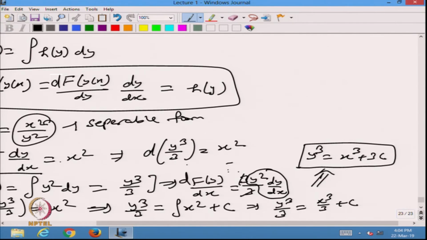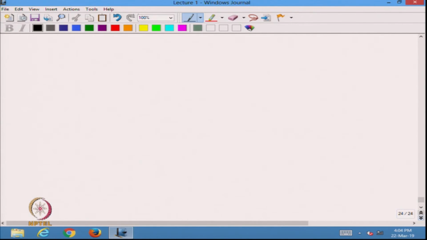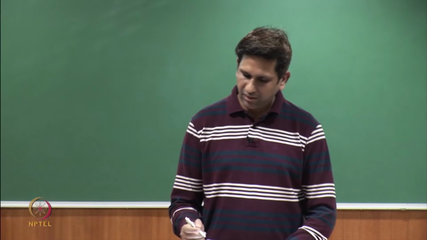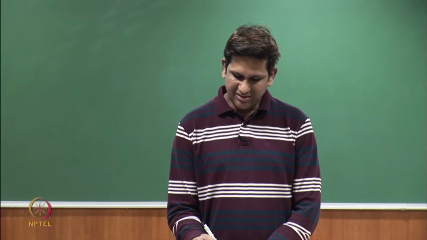And if I want to write this solution in the explicit form, I can write that y of x will be, in this case, (x cube plus 3c) power 1 by 3. So, that is the general solution of that separable differential equation. So, we are able to solve the separable differential equation. So, let us take another example.